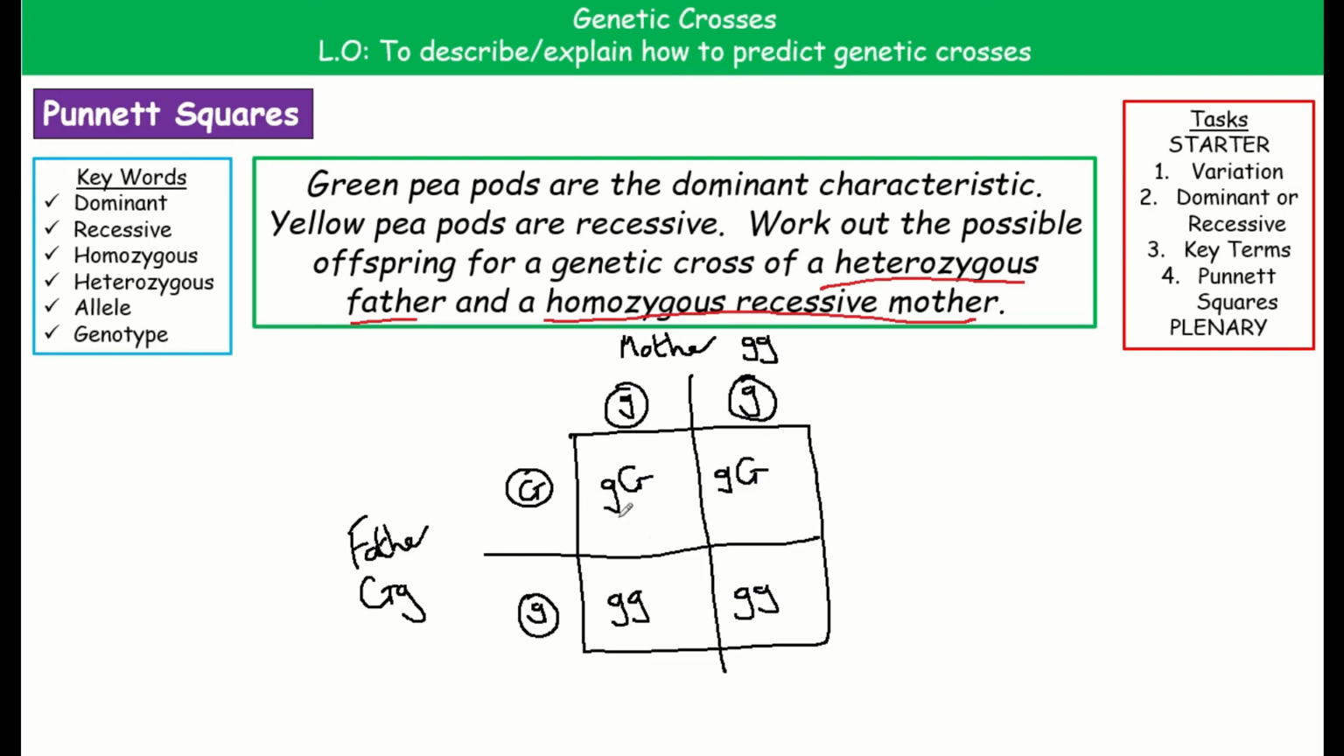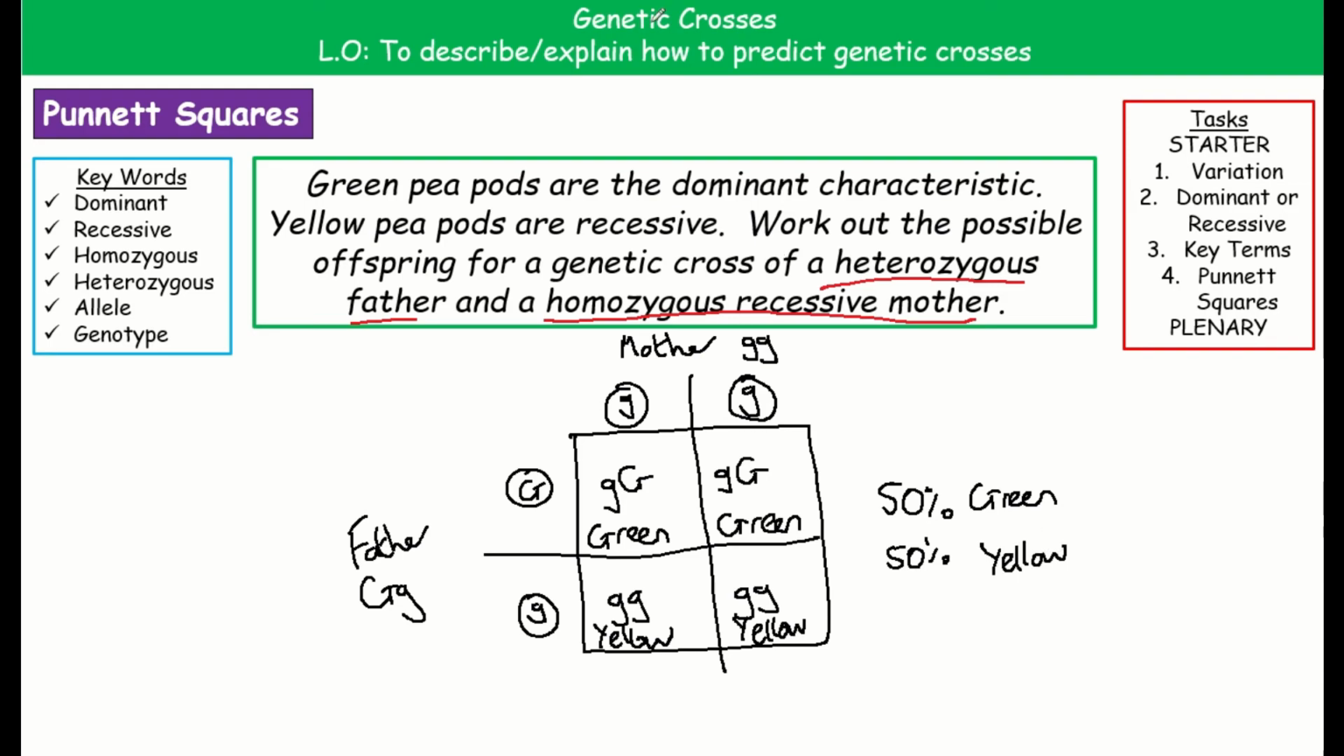And then we need to write the phenotypes in. So this one's got a capital in there, so that means it's going to be green because obviously green is dominant. This one has 2 lowercase, therefore that will be yellow, as will this one because it's both lowercase. So what we see in this case is a 50% chance of green and a 50% chance of yellow.